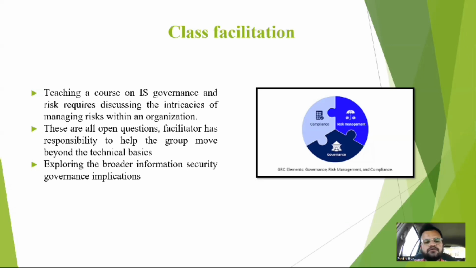This is a group assignment, and now we can discuss why teaching is important for IS governance. It minimizes the risk requirement, and discussions increase how to interact with managing risk. Also, break the class into small groups and let each group explore a dimension of the topic, ensuring discussion.